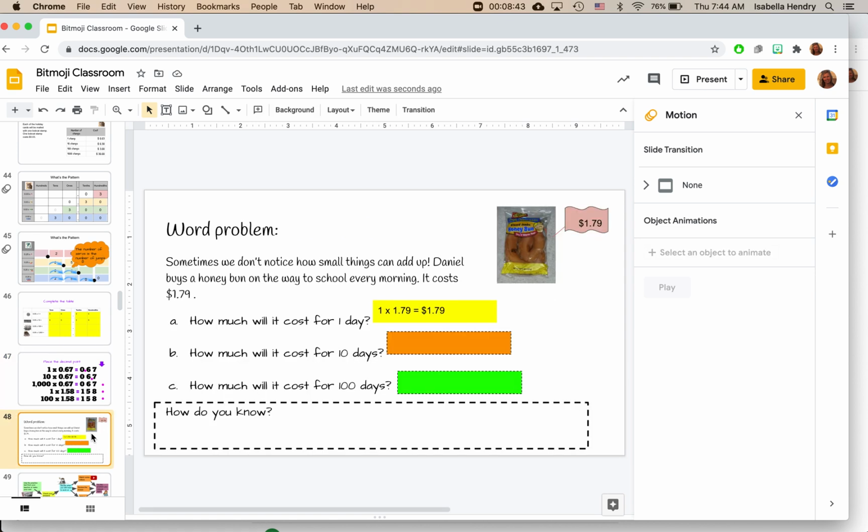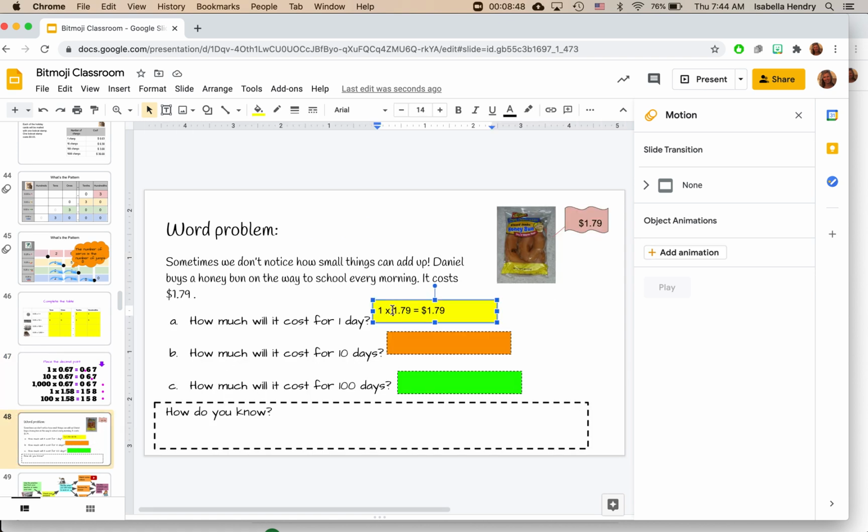And lastly, you're going to have a word problem. I did the first one as an example. You can do the second one and the third one, and make sure you tell us how you know. All right, let's start.